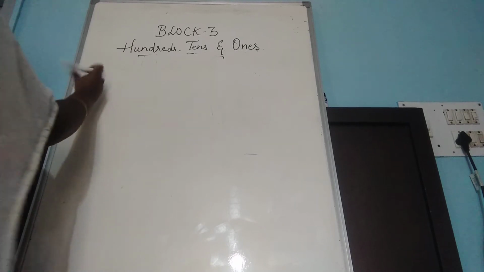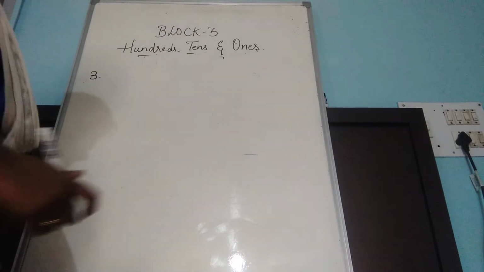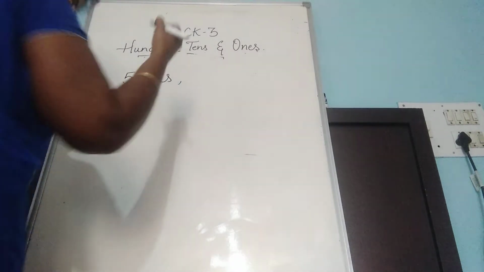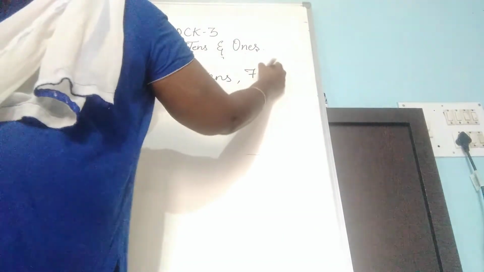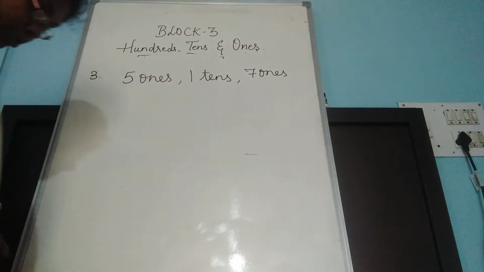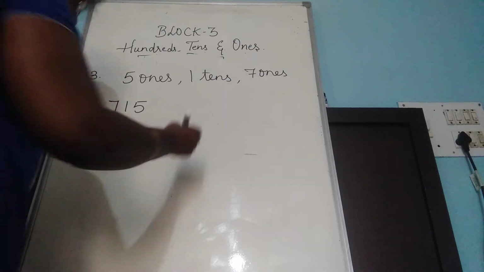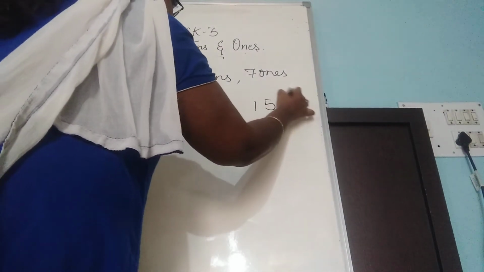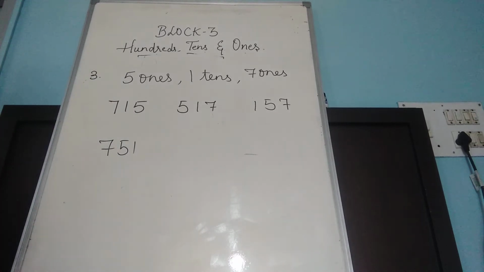Next one is 3. So you need to tick the number according to the instruction. So here the number has 5 ones. Now you should tick the number which has 5 ones, then 1 tens and 7 hundreds. Okay. And my options are 715, 517, 157, 751. So these are my options.